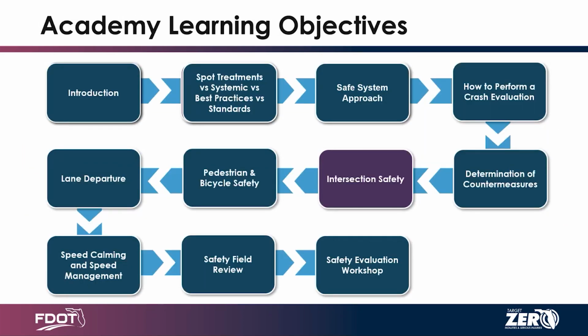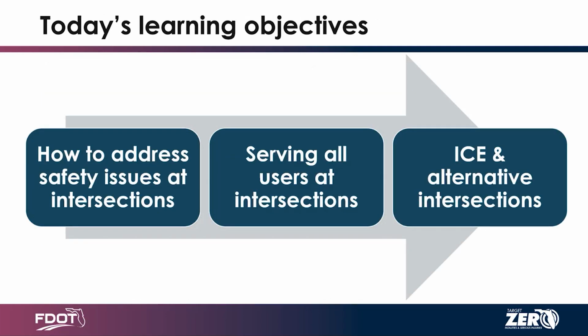So just zooming out at the entire academy, we're at the intersection safety module, and that was right after the crash data analysis. And so what we're going to focus on in this training is just how to address safety issues at intersections, being able to ensure we're serving all users at intersections and talking about intersection control, evaluation, and alternative intersections.